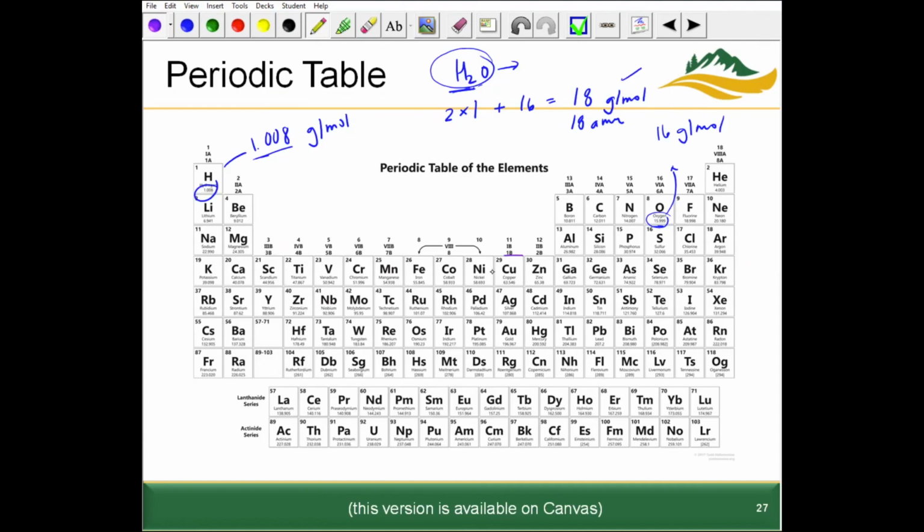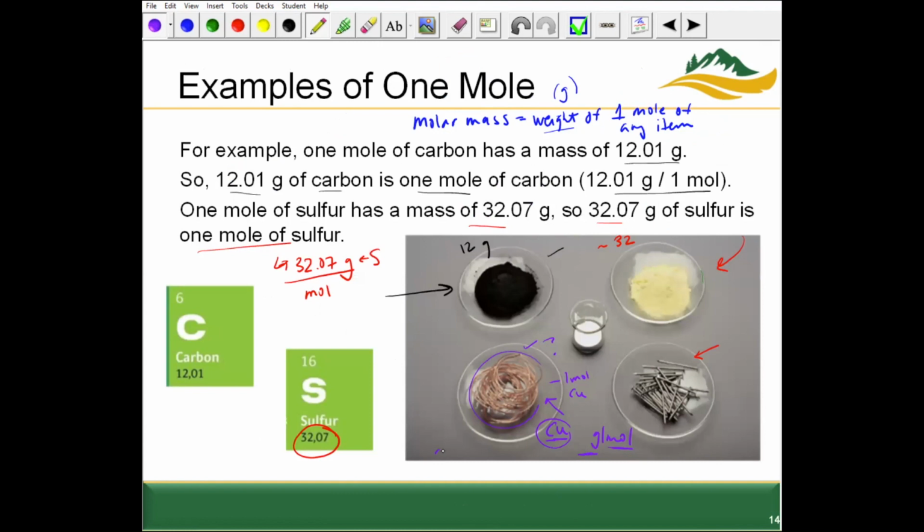Well, here's copper. That must mean that 1 mole weighs 63.546 grams. So 63.546 grams per mole. So this must be about 63 grams of copper. It's also 1 mole of copper. So 1 mole of these items is going to look a little bit different, right?